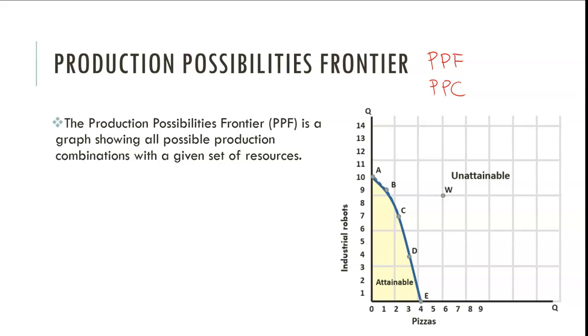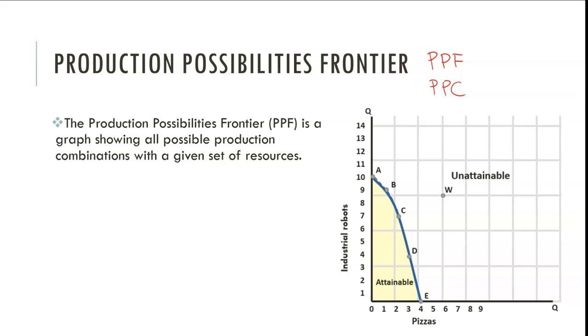You'll notice that this graph does not include prices. It does not include the cost of inputs. It does not include sales prices in the markets. This is literally only limited to the factors of production and the maximum that can be produced with a given set of resources. Production possibility curves, production possibility frontiers, are always going to show two goods.